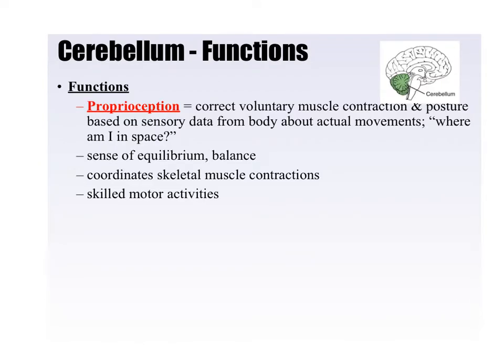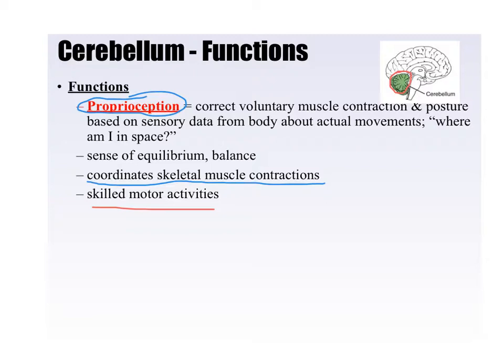All right, so now that we know where the cerebellum is, right here, just posterior to the brain stem and inferior to the occipital lobe of the cerebrum, its function is something called proprioception. Basically, it coordinates skeletal muscle contractions. It coordinates skeletal muscle movements. And these are skilled motor activities. So these are pretty complicated movements, like you athletes, whether you're in track, football, whatever, or if you're a dancer.